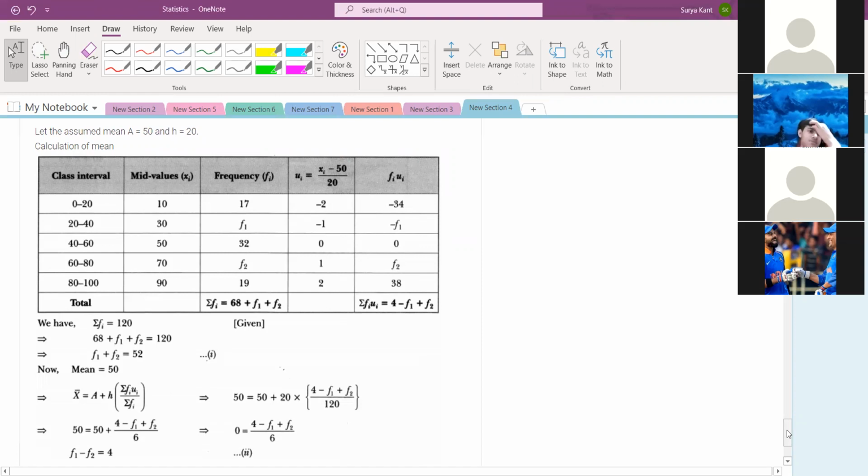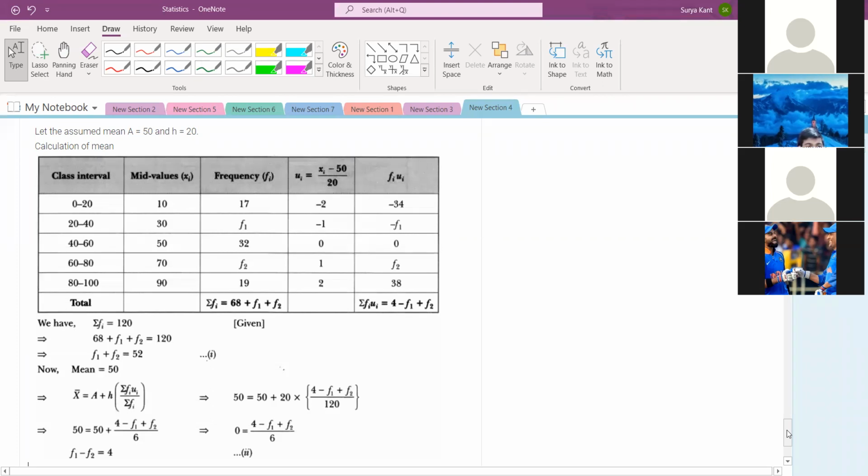So this question C is done by the step deviation method, and see how to do it: the frequency we add separately, that is 68 plus f1 plus f2. If you do it by any method, the frequency will come the same. Is it correct? Yes, sir. I have done it by the assumed mean method. If you want Σxifi, you can do it by the direct method also, not a problem. So Σxifi divided by Σfi. Okay. So the formula here you know already.